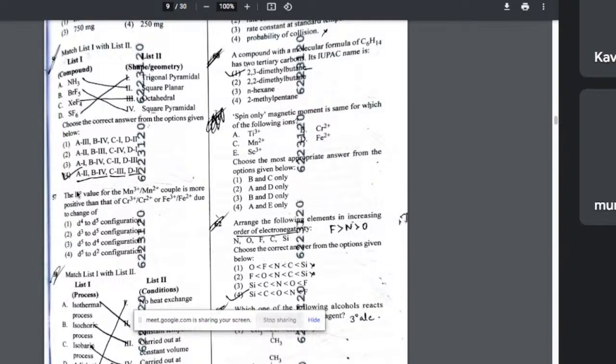We have scandium 3 positive. Scandium atomic number is 21, 4s2 3d1 configuration. So it is 3 positive, means 4s0 3d0, no electron at all.